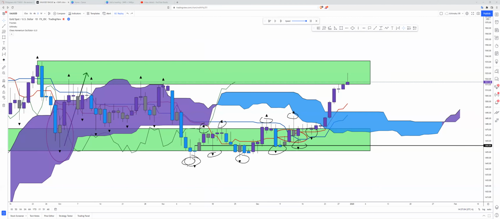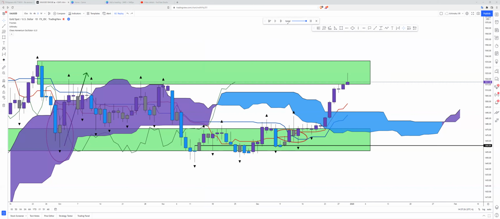But from my knowledge of fractals, if you see fractals like right here, this is saying there's support here. So I do see that there's a lot of support here. But at the same time, that could also mean nothing, because it doesn't mean anything until a fractal is broken. So until price breaks above or below a fractal, that means absolutely nothing.